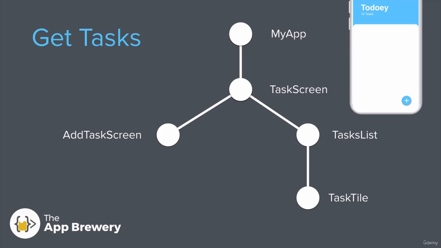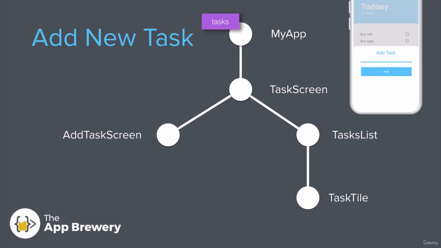All right, so in the last lesson, we looked at how we could get tasks from our task provider and read it both inside our task screen as well as our task list. Now, in this lesson, I want to look at how we can add a new task to our task provider. And that task is going to come from our add task screen.